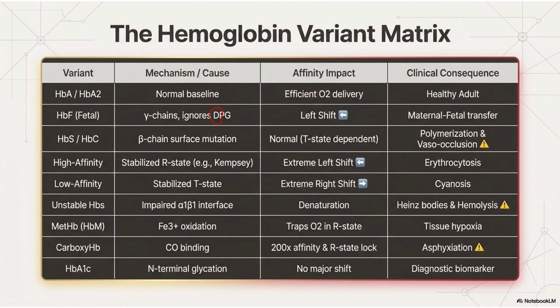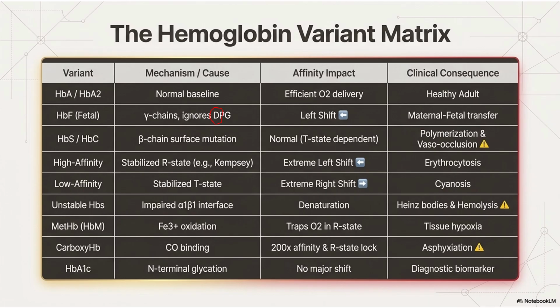HbC causes red blood cells to become less flexible, but generally produces milder disease than HbS. Methemoglobin cannot bind oxygen because its iron has been oxidized to Fe3+. Carboxyhemoglobin binds carbon monoxide so tightly that oxygen delivery to tissues becomes severely impaired. And finally, HbA1c provides a valuable record of long-term blood glucose control and has become one of the most important laboratory tests in diabetes management.